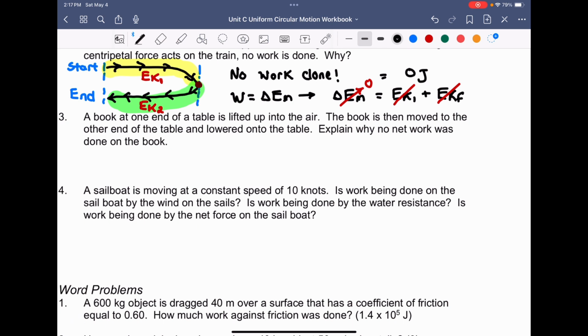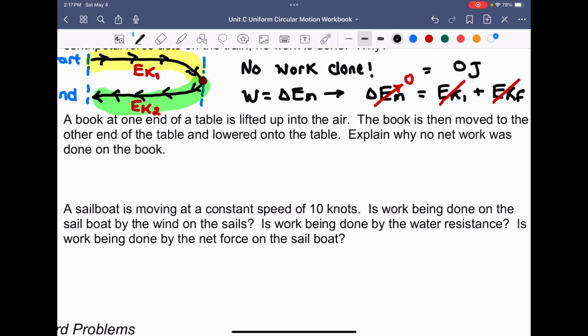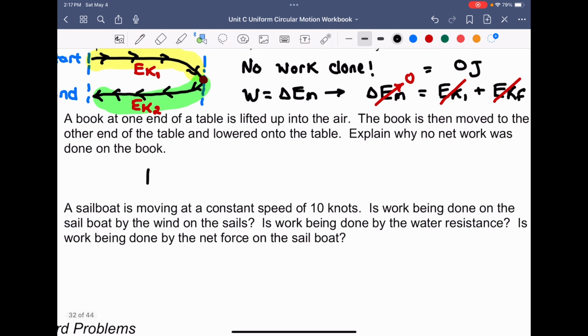The book is moved to the other end of the table and then lowered onto the table. Explain why there was no net work done on the book. Now, in class, the way I explained it was the following. I had my MacBook at the front of the room, and this was the front table.